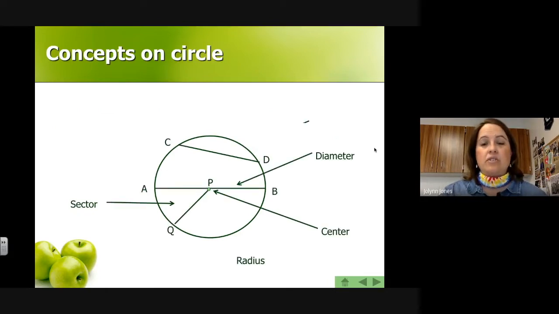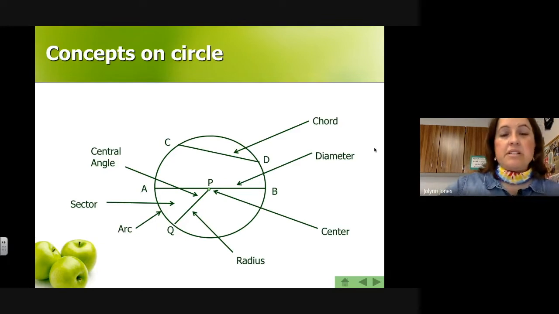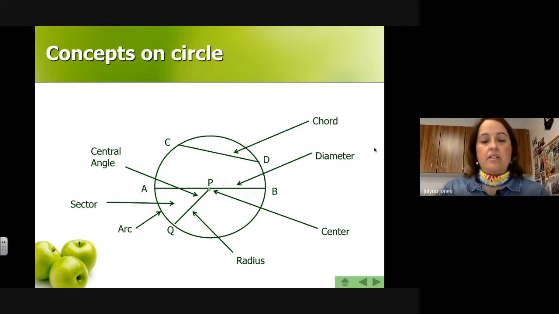Here are all the parts that we just talked about, outlined. We did the central angle. We've talked about the sector, an arc, a radius, a diameter, the center of the circle, and then our new one, the chord. The chord is the chord segment CD.